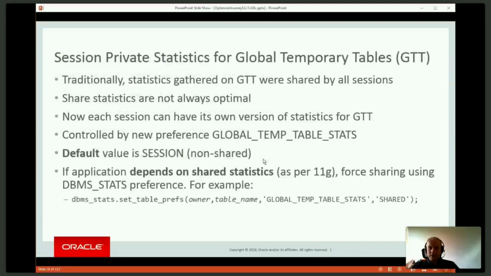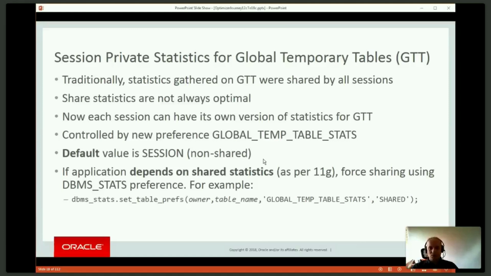The other thing that I guess not everybody was aware of is the change in session private statistics for global temporary tables. What this meant is, prior to 12c, if you gathered statistics on a global temporary table, those statistics were shared by all sessions. That's not always a great idea, because each session may have a different set of data in the global temporary table. So more often than not, you probably want statistics that are relevant to the session that owns that data.